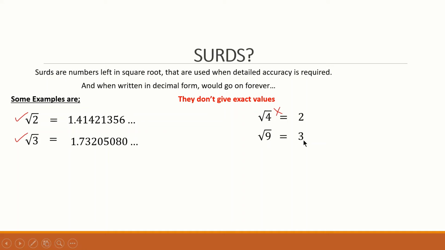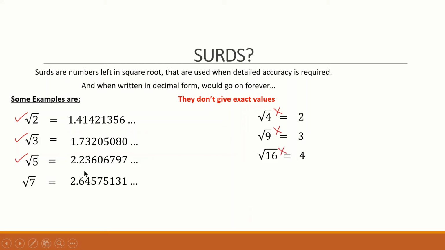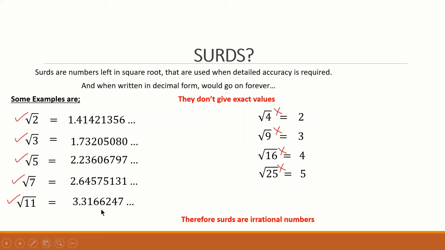Root 9 gives us 3. Root 9 is not a surd. We have root 5. As you can see again, it goes on forever. Root 5 is a surd. Root 16 gives us 4. It is not a surd. Root 7 is a surd. Root 25 is not a surd. Root 11 is a surd. As you can see, root 2, root 3, root 5, root 7, root 11 are all surds. This means that surds are irrational numbers.